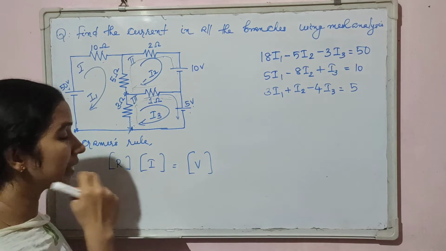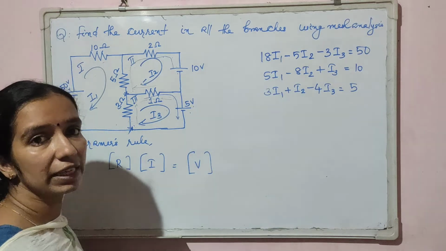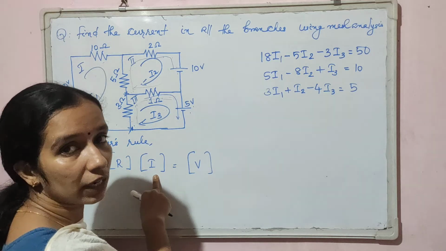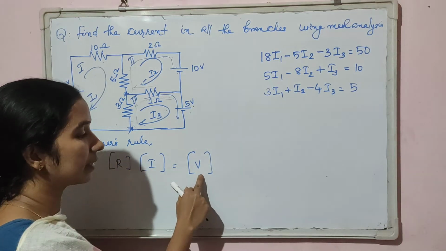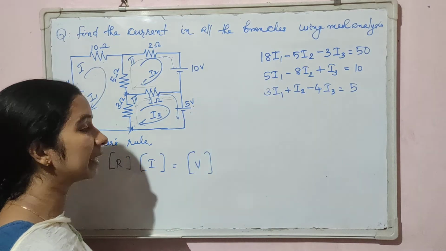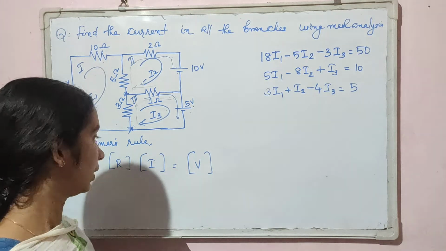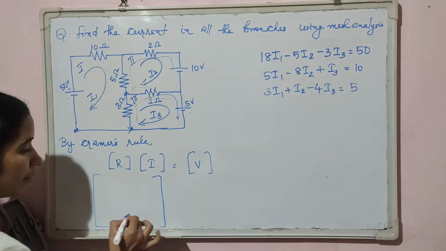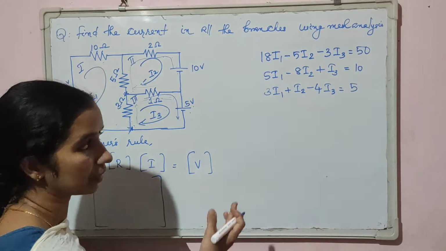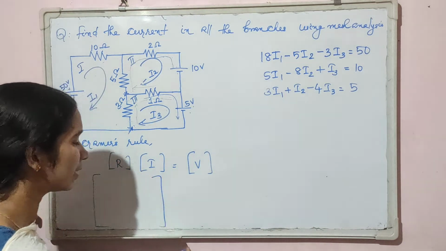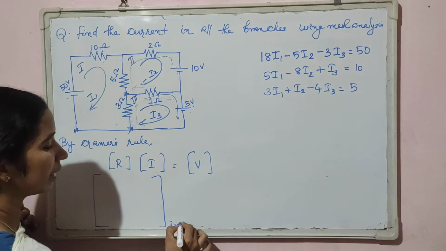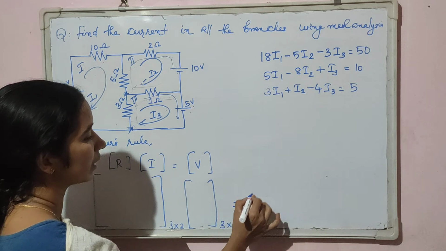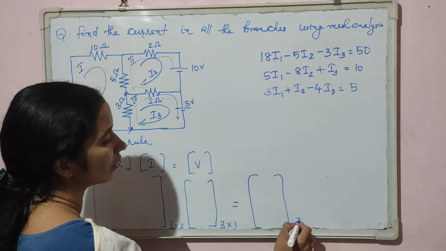The resistance matrix is the coefficients of I1, I2 and I3 in these 3 equations. Matrix I is the column matrix containing the unknown currents I1, I2 and I3. This is the column matrix containing the EMF of the batteries V1, V2 and V3. Okay, so now let us write the expression. If we have 3 unknowns and 3 equations, the order of the resistance matrix will be 3 by 3. The order of matrix I will be 3 by 1. And the order of matrix V will also be 3 by 1.